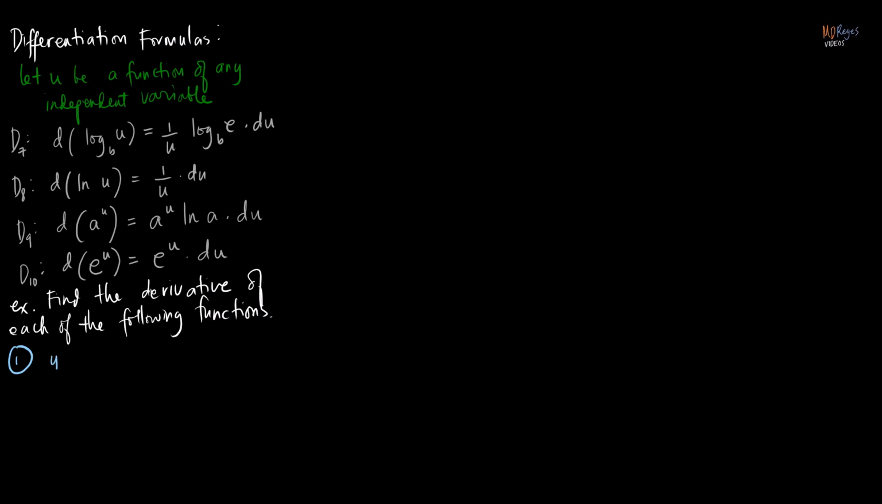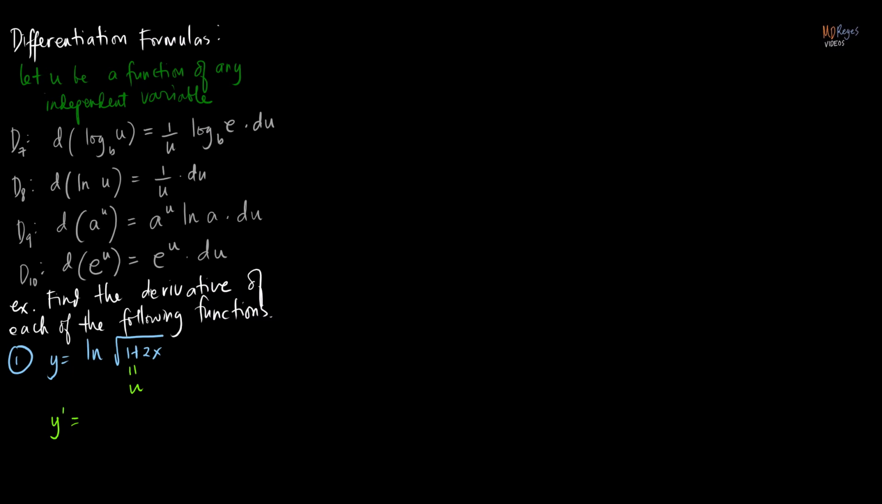So number 1, the function is y equals ln of the square root of 1 plus 2x. Okay, so you have to write the function in number 1 in the form of ln of u. So let u, in this case, u is equal to this expression. That is u. So if we differentiate y with respect to x, we'll get y prime.